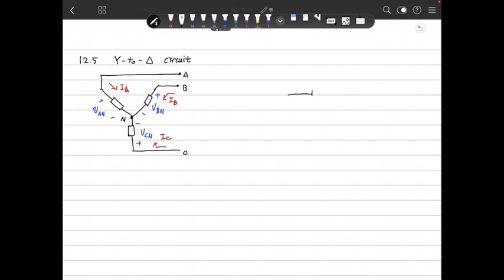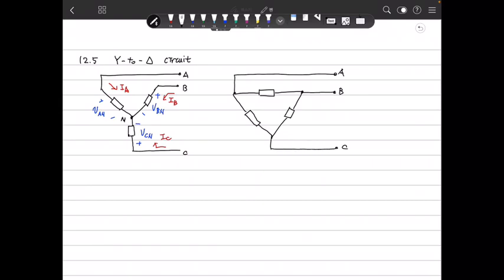The delta connection has three elements in this manner. It could be a voltage source, a current source, or an impedance, whatever it is. Then I move this one here, and we also have three terminals. We define this as A, this as B, and this as C. So this point is the same as A, this is the same as B, and this is the same point as C.